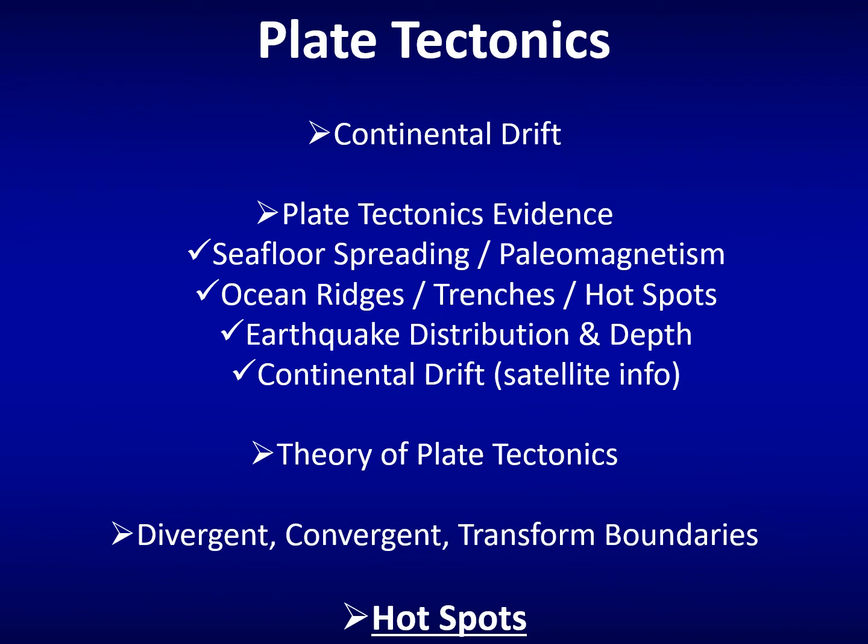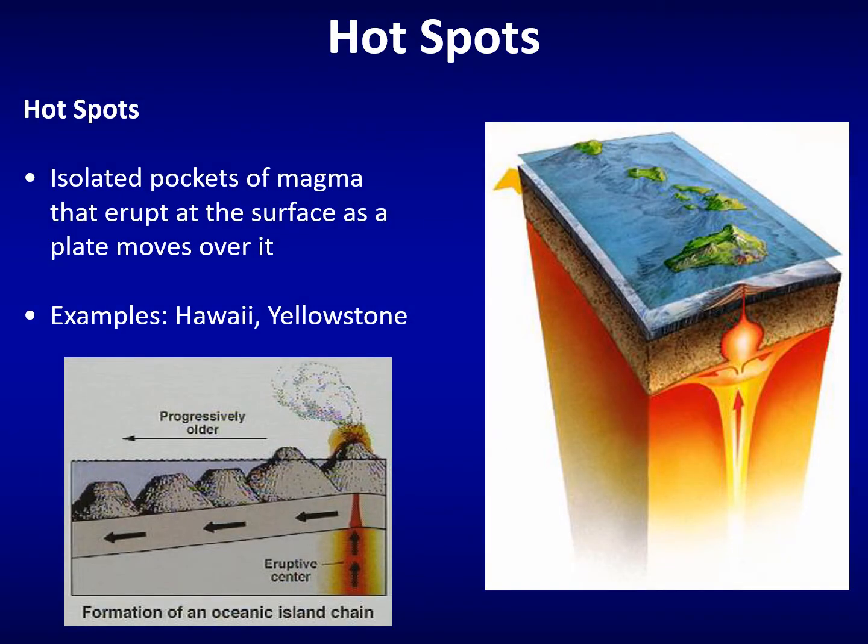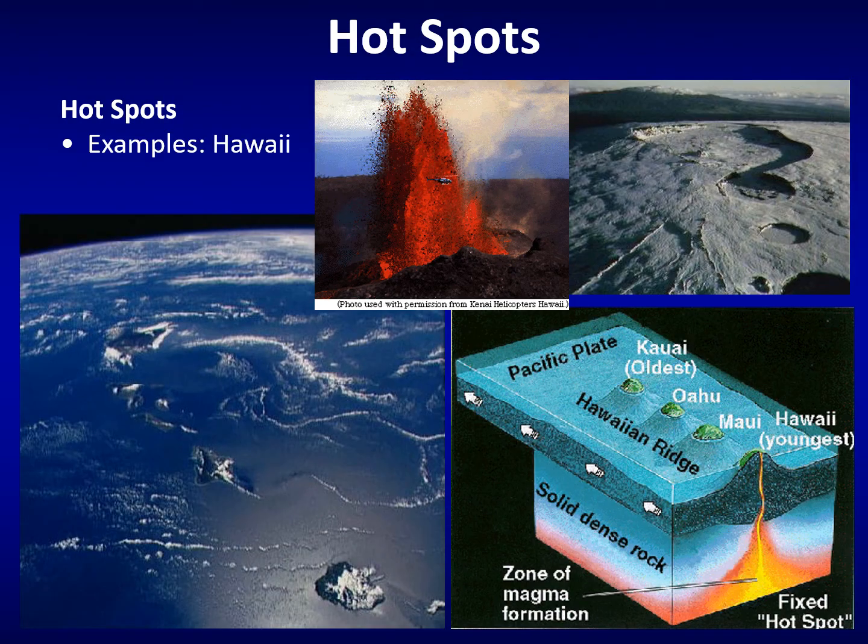Our last tectonic environment would be hotspots. Hotspots are isolated pockets of magma that erupt at the surface as the plate moves over the top of them. Hawaii and Yellowstone National Park are two great examples of this. As the Pacific plate moves over the top of the hotspot that feeds the volcanoes of Hawaii, you can see the plate move over the top of the hotspot, producing a volcanic chain. Of course, the large island of Hawaii is under the hotspot right now.